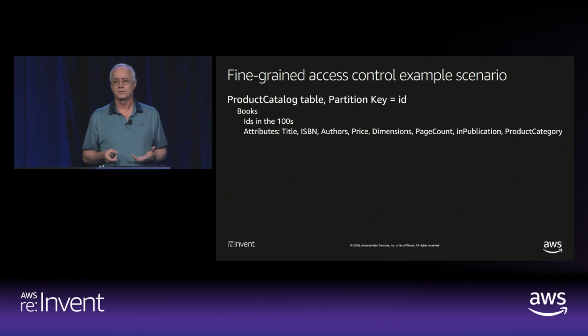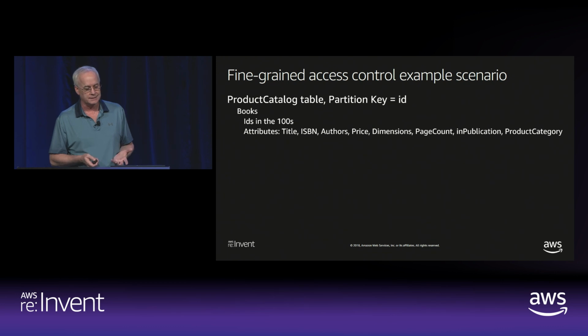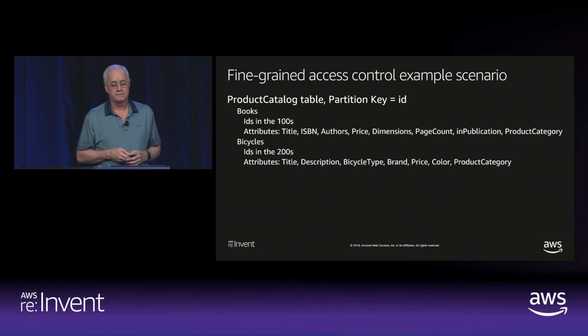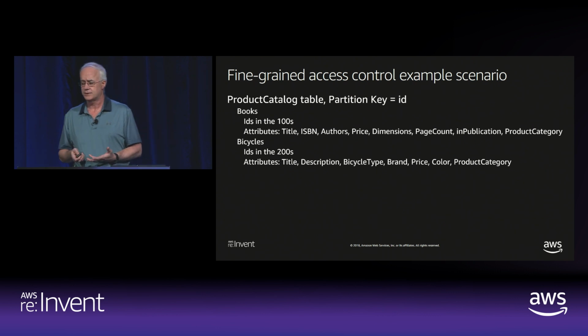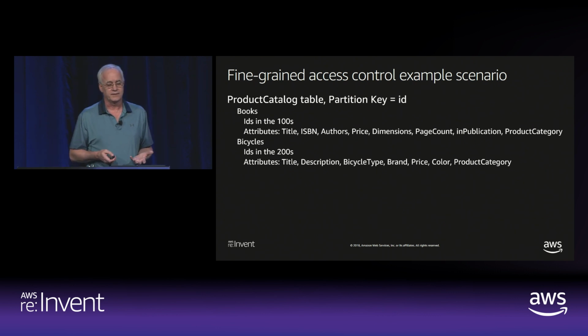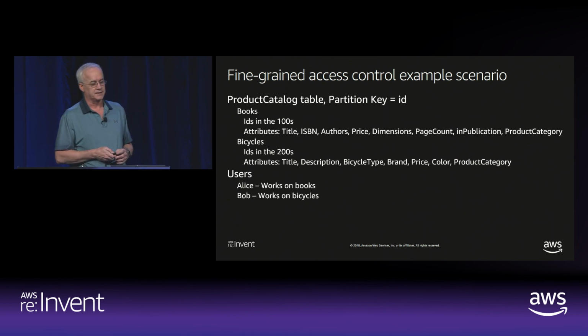They have a series of attributes, some that are pretty obvious for books, like ISBN, some of which are more generic, like title. And then there's a set of bicycles in the data set. Bicycles have IDs in the 200s, and they have a different set of attributes, although some are in common, like title, but they have a bicycle type and a brand. And then I have 2 users, Alice and Bob.